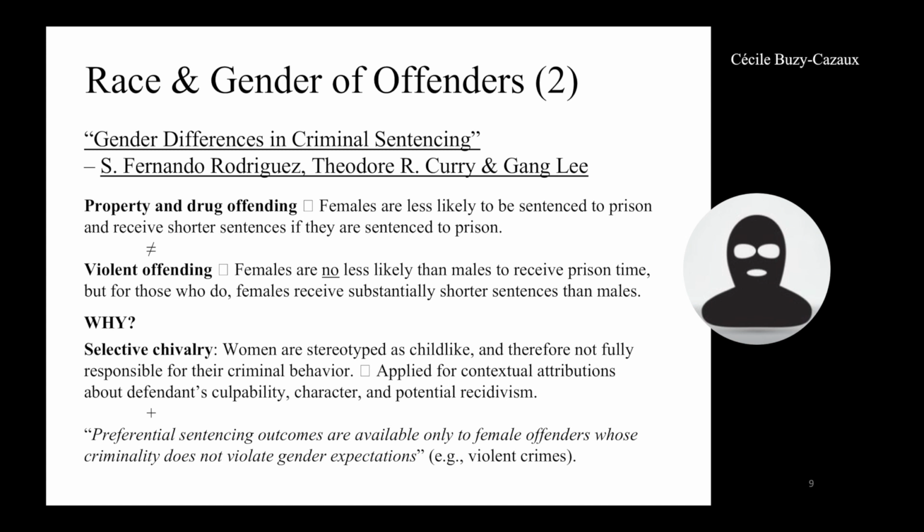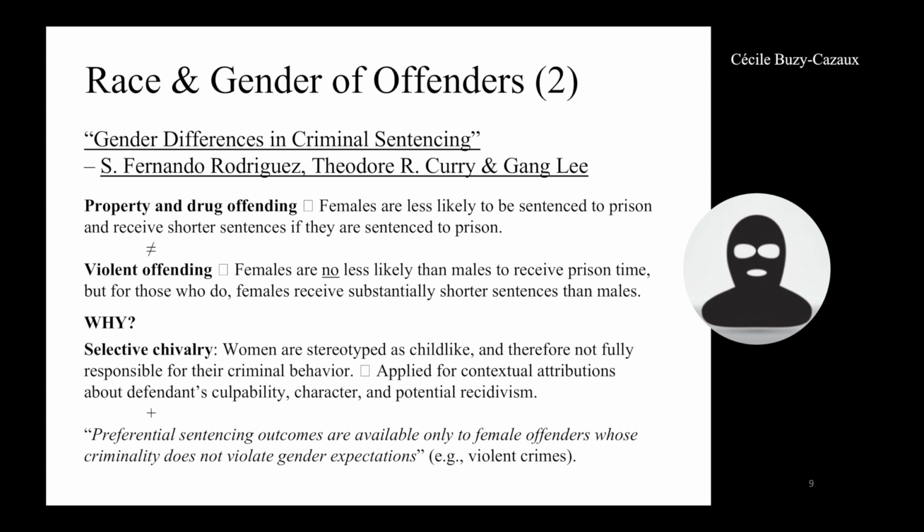In a study about gender differences in criminal sentencing, Fernando Rodriguez, Theodore Curry, and Gang Lee found that the effect of gender on sentencing does vary by crime type. For both property and drug offending, females are less likely to be sentenced to prison and also receive shorter sentences if they are sentenced to prison. For violent offending, however, females are no less likely than males to receive prison time, but for those who do, females receive substantially shorter sentences than males.